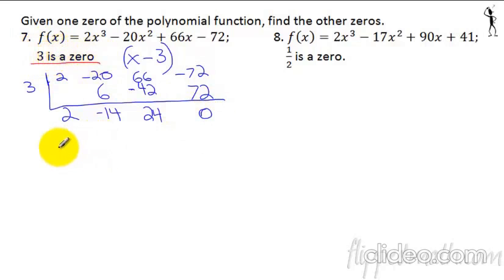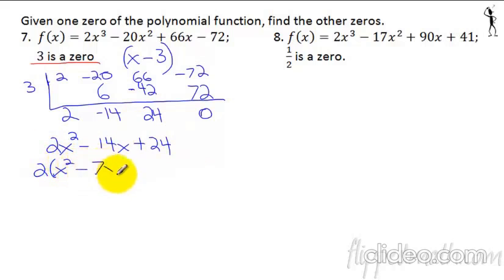Okay, so now what do we have left? Now we have 2x squared minus 14x plus 24. And now that we have that, we're looking for the other zeros. If I can find all of the factors, then I will know what all of the zeros are. So let's factor this out. You're going to get 2 times x squared. Sorry about the space on your notes. You might need to be writing pretty small here.